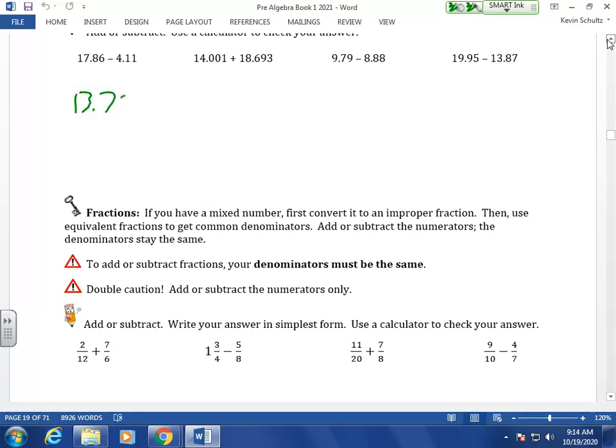13.75, 32.694, 0.91, and 6.08. Any you would like to discuss? No. All right. On to fractions then.